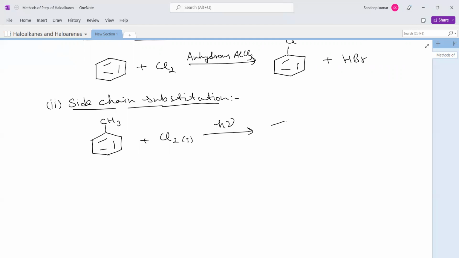So what happens? It doesn't substitute the hydrogen present on the benzene ring, whereas it substitutes the hydrogen atom present on the side group, that is CH3. So these are the methods of preparation of haloalkanes and haloarenes from hydrocarbons.